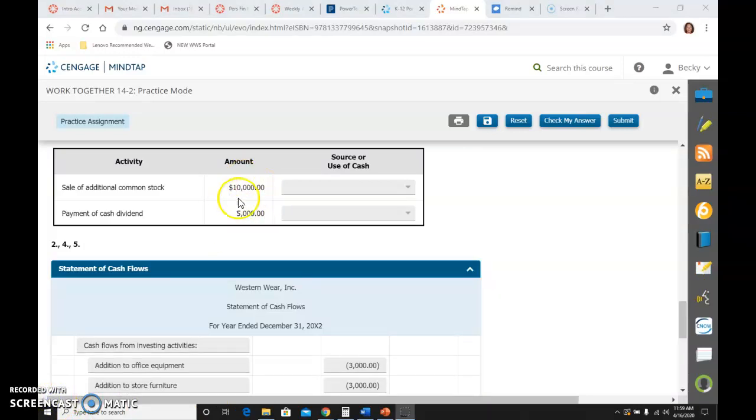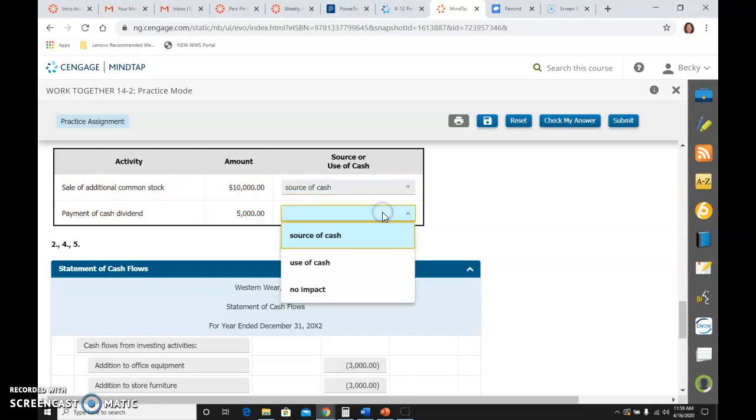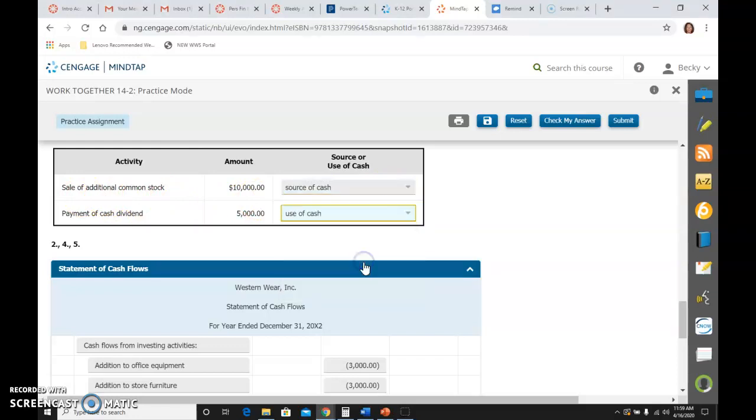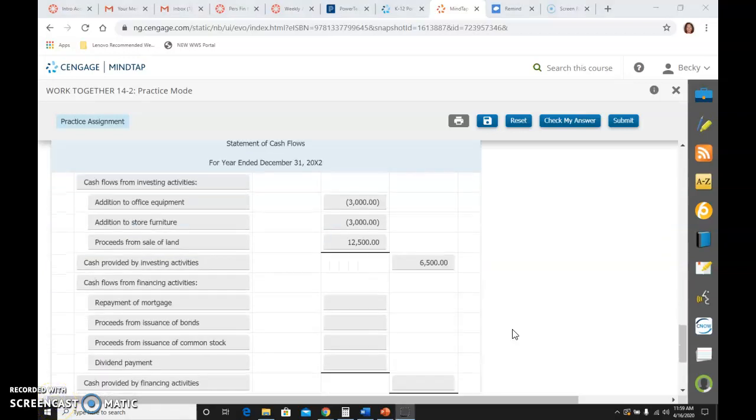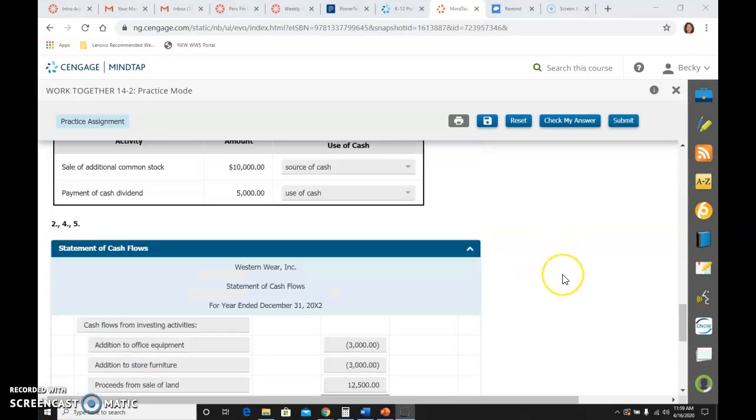So they provided you these two numbers. The sale of additional common stock of $10,000 is a source of cash. We get money from that, and when we paid the cash dividend, that was a use of cash. So again, we'll come down and fill out this section of the cash flows from financing activities.